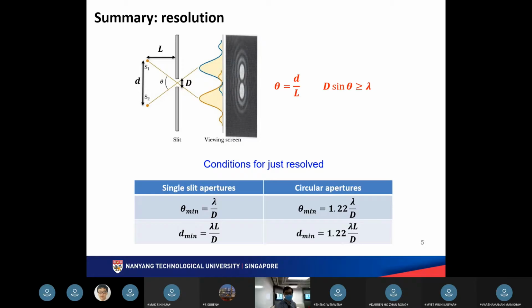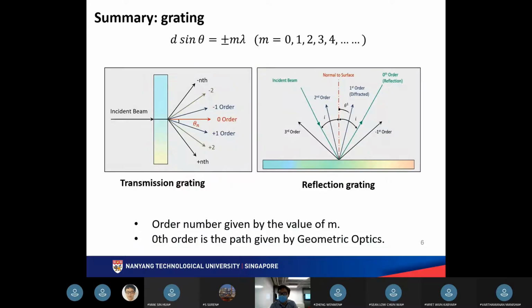Very good. I should decrease, because a smaller theta minimum means I can resolve a smaller object. Of course, this is what we want. So if we want to improve the resolution, do remember we want to decrease theta minimum, because if theta minimum or d minimum is smaller, it means we can resolve smaller objects. Bear this point in mind. I will have an MCQ later to test your understanding about this. Then the story for what comes next will be much easier.